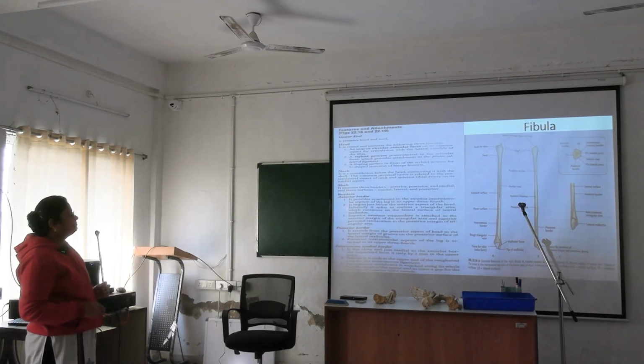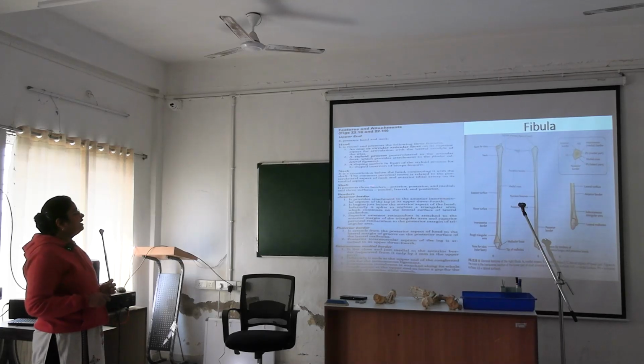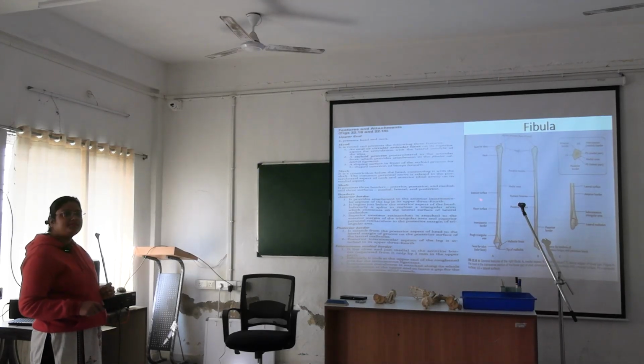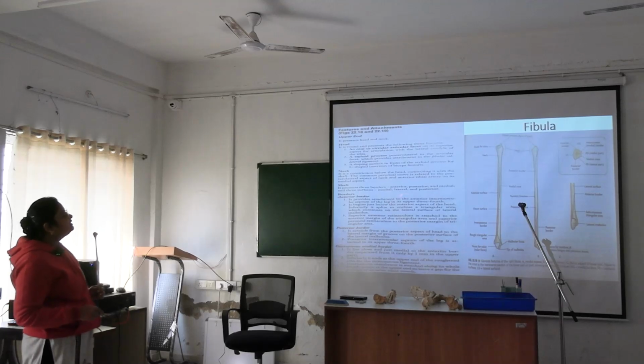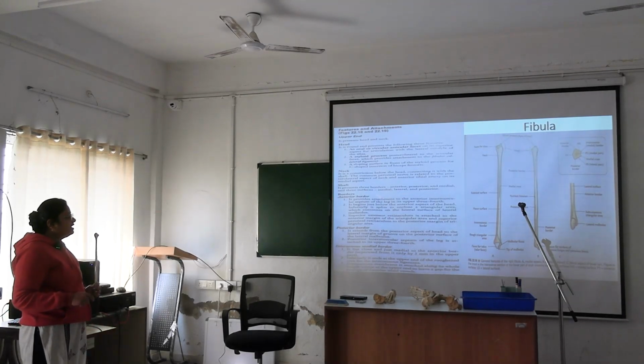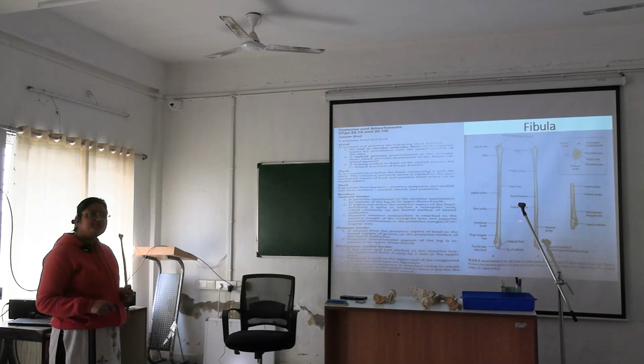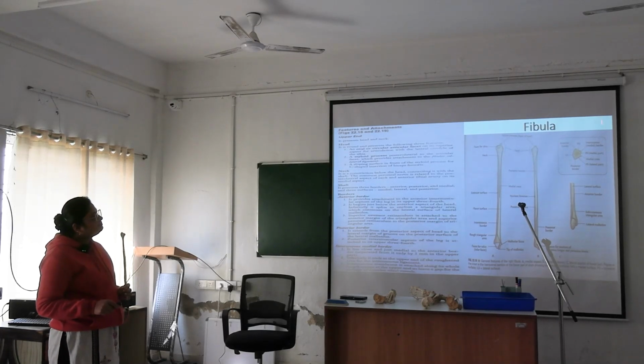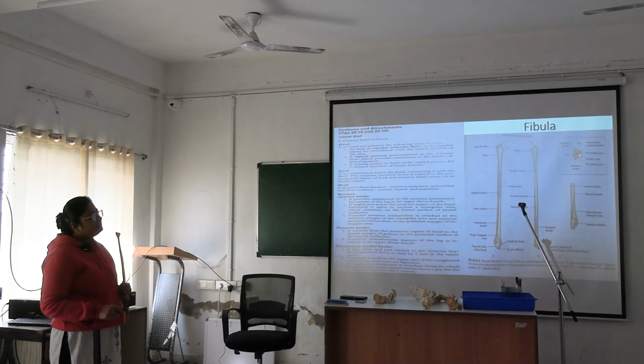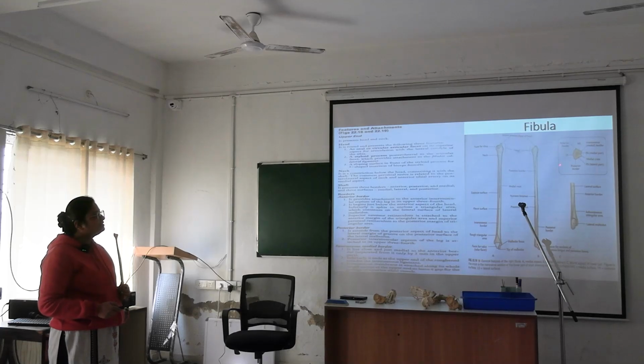Next we go to the shaft. The shaft presents three borders: anterior border, posterior border, and medial border, and three surfaces: medial, lateral, and posterior. The anterior border provides attachment to the anterior intermuscular septum. Here is a cross section through the fibula. This is the anterior border, this is the posterior border, and here is the medial or interosseous border, where the interosseous membrane is attached. The anterior border gives the anterior intermuscular septum, the posterior border the posterior intermuscular septum.